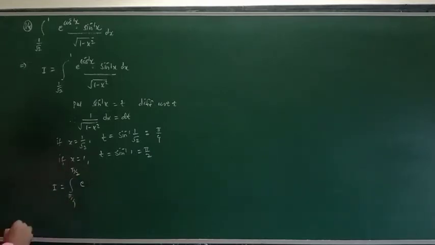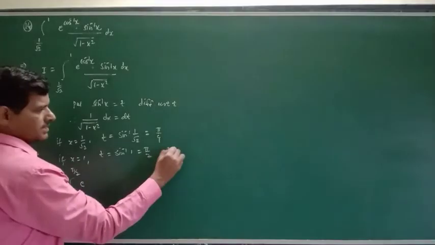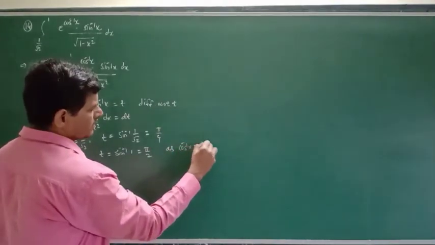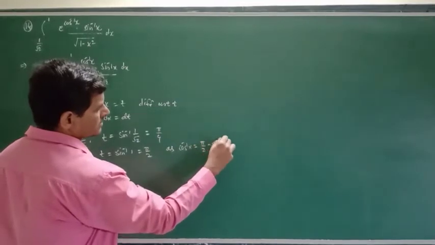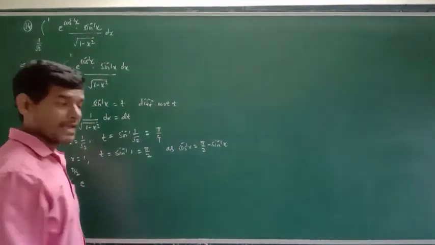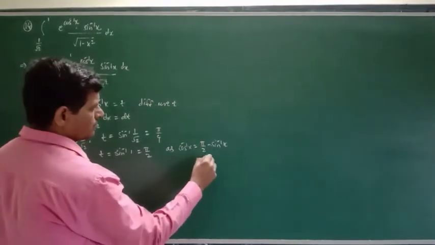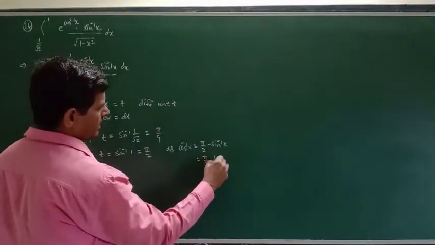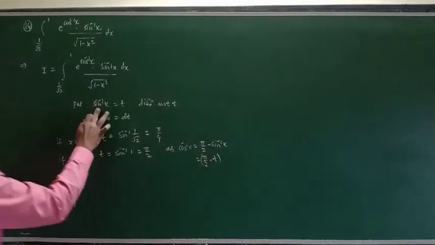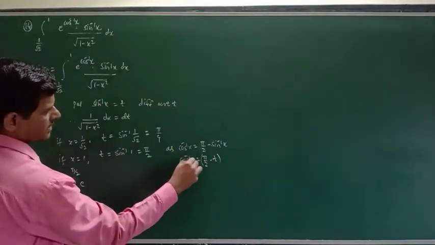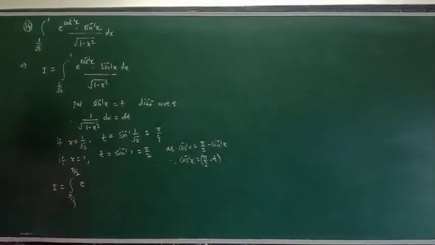E raised to, as you know the property, cos inverse x is equal to pi by 2 minus sin inverse of x, as sin inverse x plus cos inverse x is equal to pi by 2. So what will it be? Pi by 2 minus t. We have used the substitution sin inverse x is equal to t. So cos inverse x value is pi by 2 minus t.